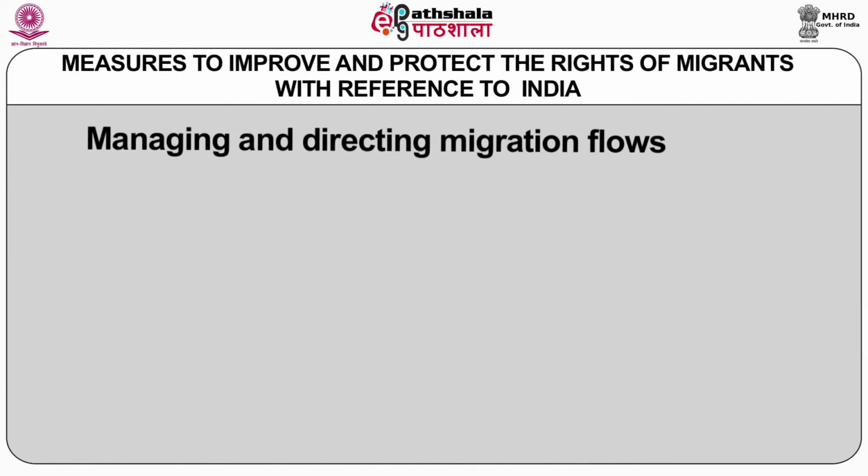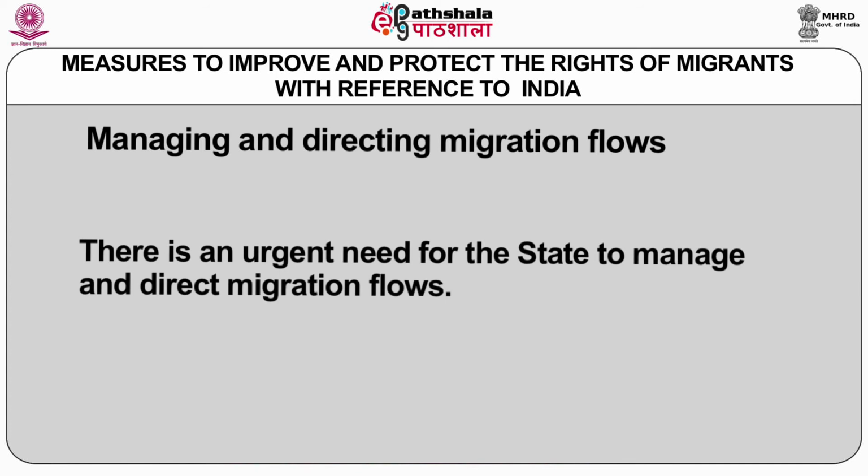Now let's look at managing and directing migration flows. There's an urgent need for the state to manage and direct migration flows. In the cases that came before the honorable courts, there were instances where the government was unable to give the exact figures of how many migrant workers were working in the projects undertaken by the government, like the Commonwealth Games, metro projects, etc.